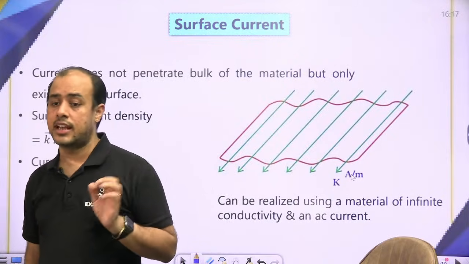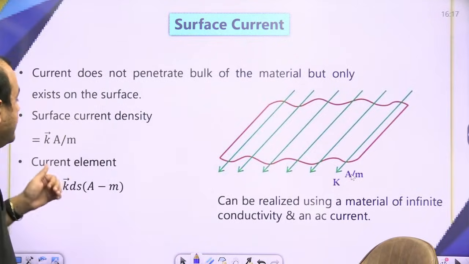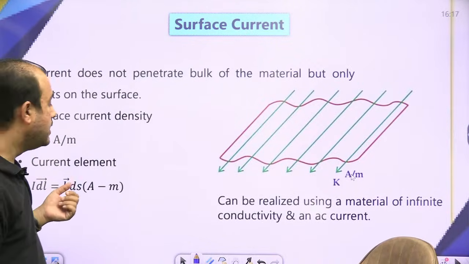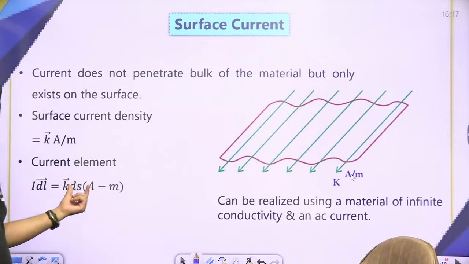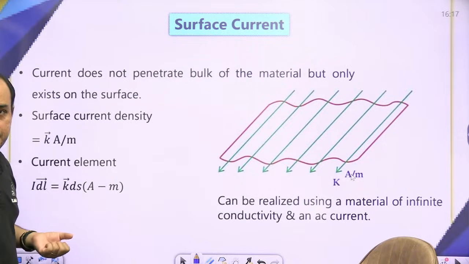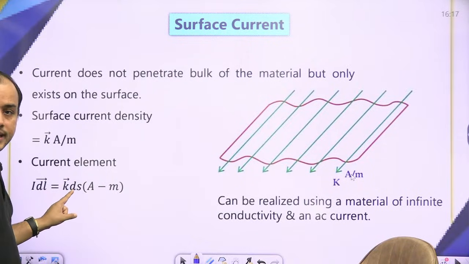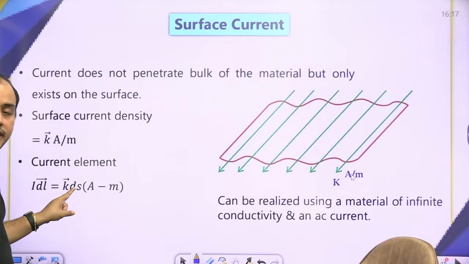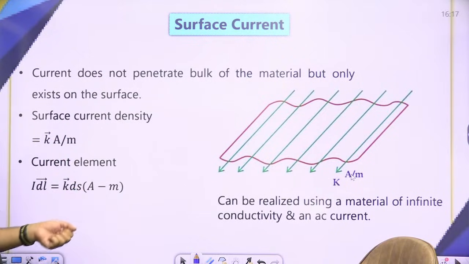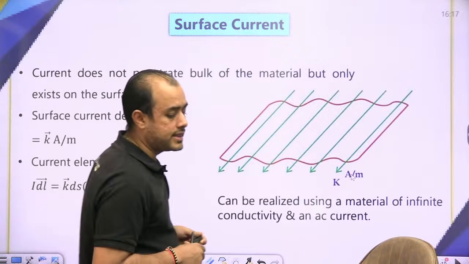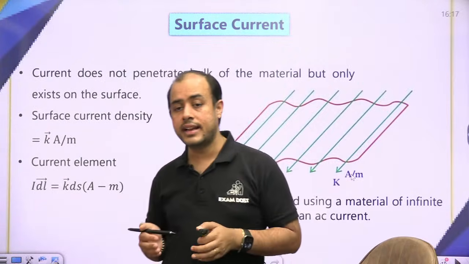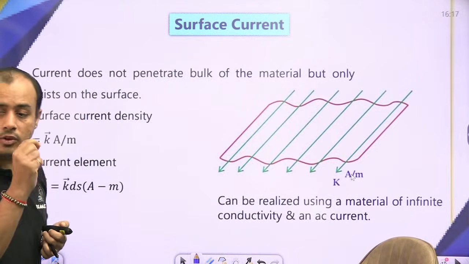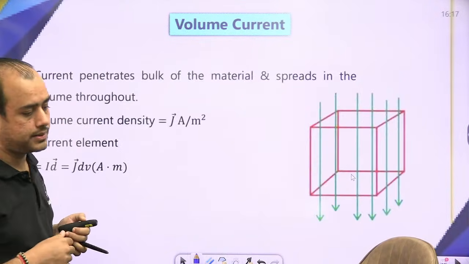So in magnetism we use the surface current density, which is written as K. The unit is ampere per meter. So when you take K dS, it will become a current element, ampere meter. dS is the area. So ampere per meter into meter square, it will become ampere meter. समझे? Surface current means the current is only flowing at the surface of a conductor, not flowing inside the conductor.